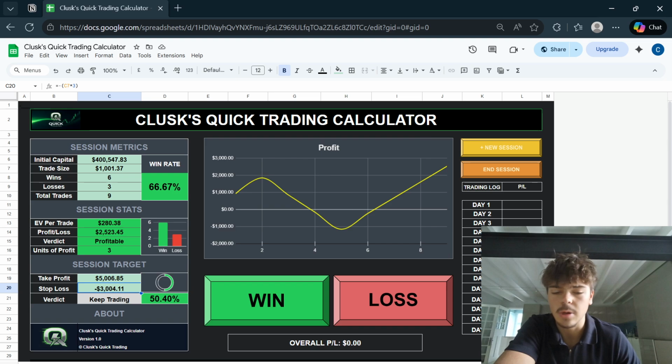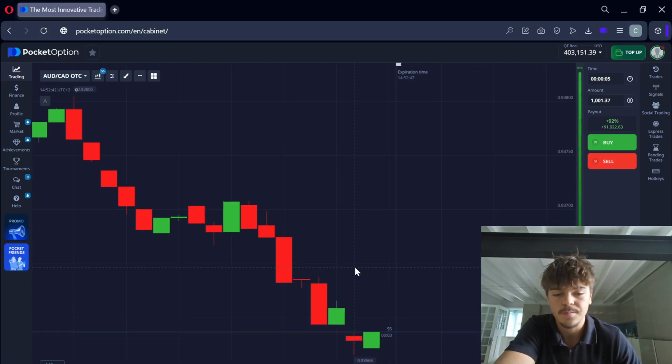Now we need to keep going. So we are currently up $2,500 on this session. We've taken a total of 9 trades. We're up 2,000. So we're going to continue until we obviously hit this take profit.